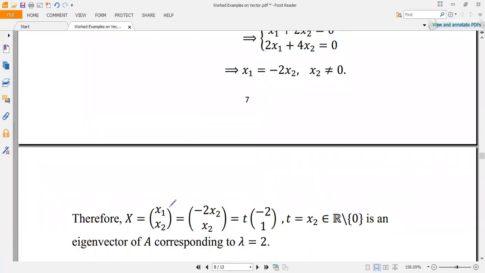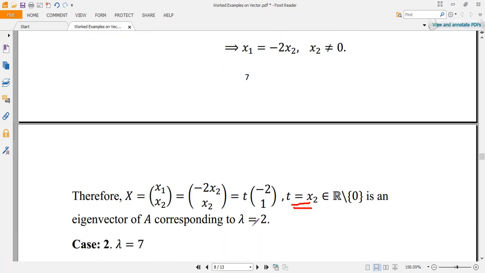Therefore, x is x1, x2, where x1 is minus 2x2, and x2 is x2. Letting x2 be equal to t, then t times (minus 2, 1) is the corresponding eigenvector for the eigenvalue lambda equal to 2.